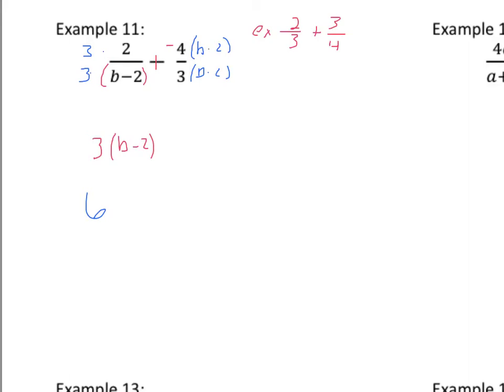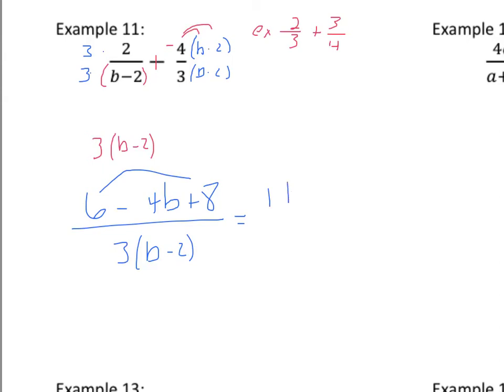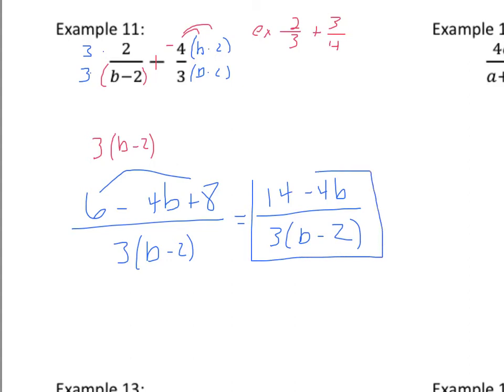But what you have to remember is that you have to distribute, which would give us a negative 4b plus 8, all over our common denominator of 3 times b minus 2. Now you don't need to distribute the 3, that's fine as is, but we do have to clean up the numerator because we have like terms. And unless of course there's something that they all have in common, which they don't, this is considered finished.